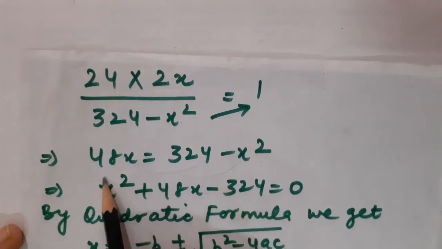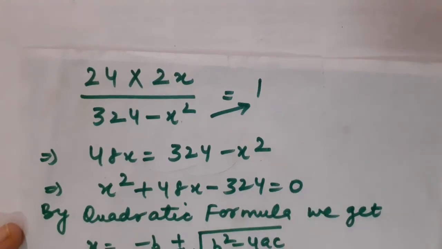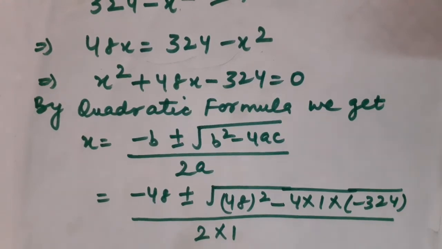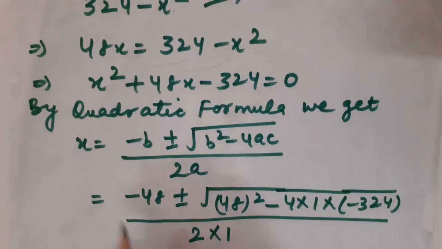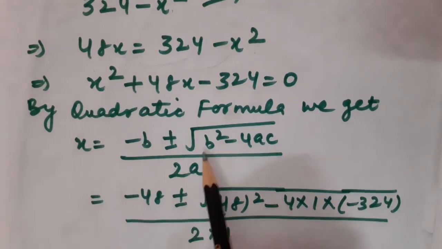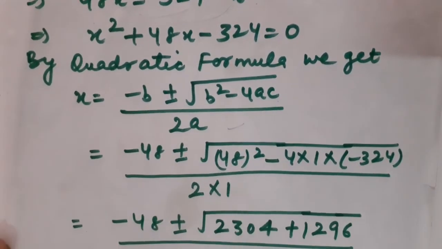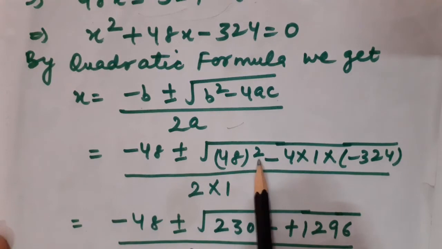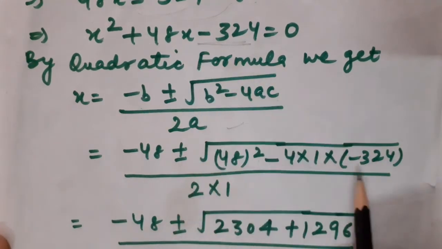So bringing both the terms on the left hand side, I have got x square plus 48x minus 324 is equal to 0. Now children, I am going to apply the quadratic formula. I could go with factorization also, or the completing the perfect square method. So let us apply the quadratic formula, which is minus b plus minus whole under root b square minus 4ac upon 2a. So this will be minus 48, because b is 48, plus minus whole under root 48 square minus 4 into, what is a? a is 1, into what is c? c is minus 324, upon 2 into 1.